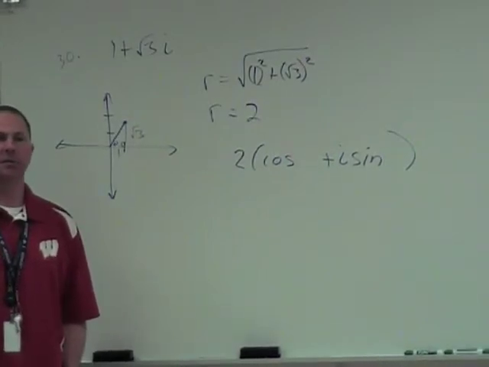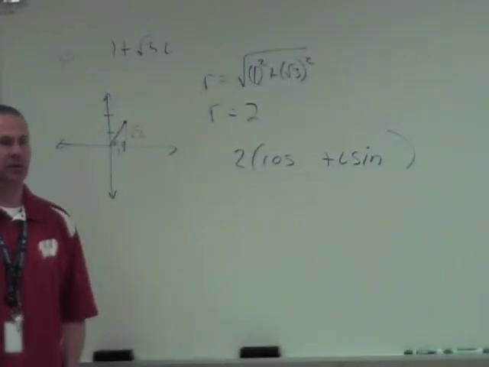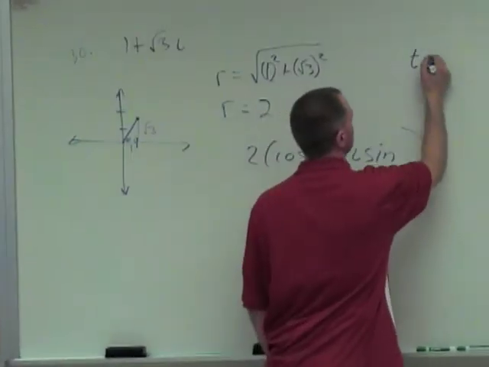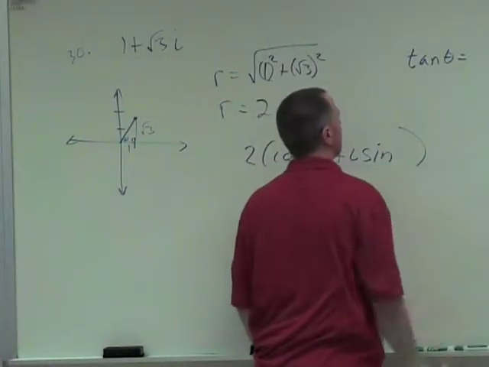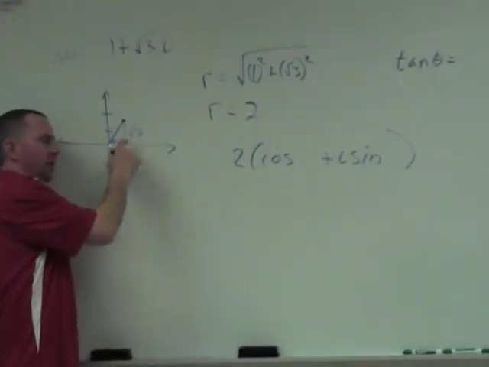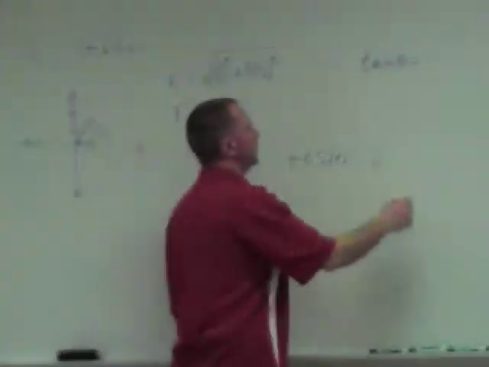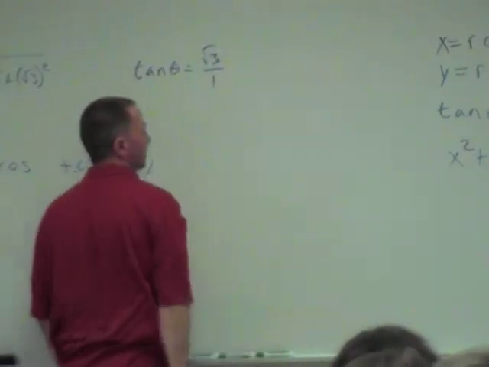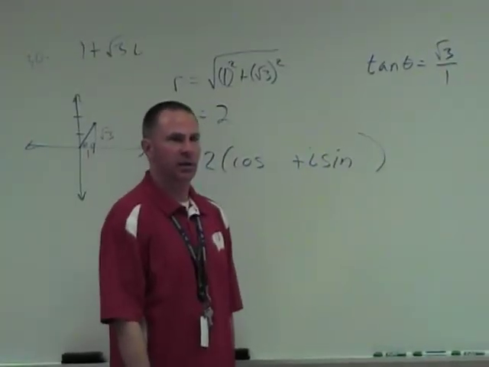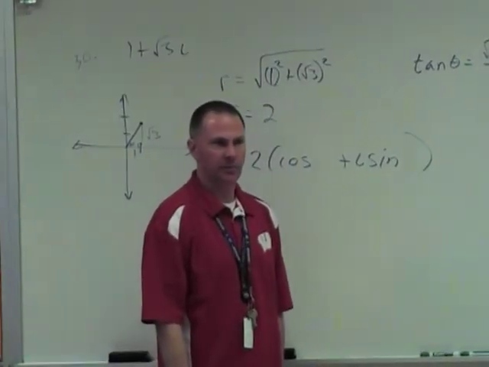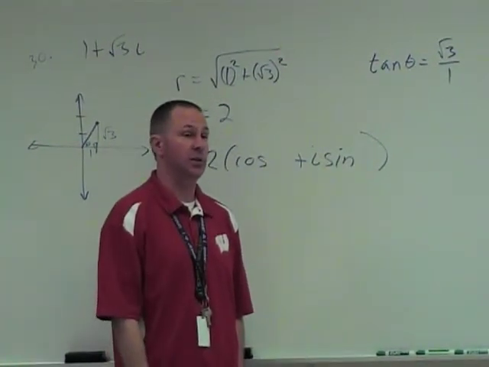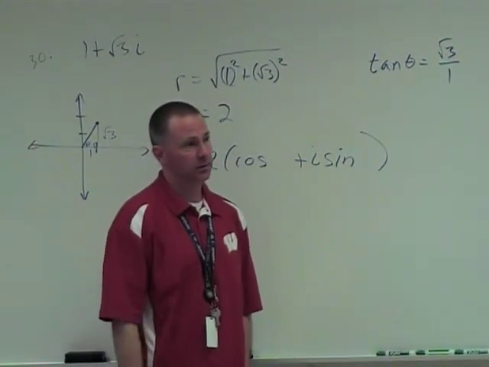What's step 2? Find theta by using what? Tangent of theta equals y over x, b over a, square root of 3 over 1. Now, pay attention. If you didn't know what that was, you could take the arc tangent of it. When you can't figure it out because it's not on your unit circle, you have to use the arc tangent. This is on your unit circle.